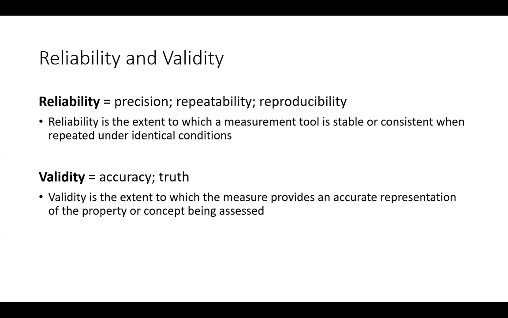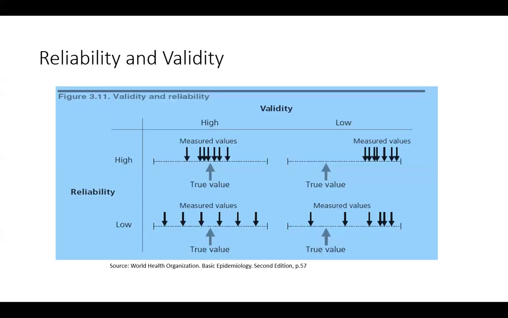Validity is different. A tool can be very reliable. I give it to you, you answer it, and you get 20 the first day, 20 the second day, 20 the third day, but yet it does not really reflect satisfaction. It is a reliable tool, but it does not reflect the truth. So it's not accurate. Validity is the extent to which a measure provides an accurate representation of the property or concept being assessed. And there is some kind of relation, or different way of seeing reliability and validity.